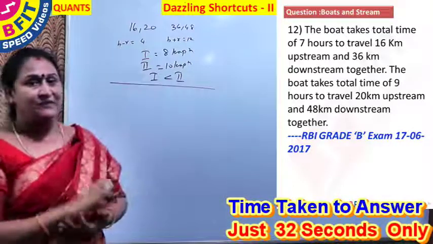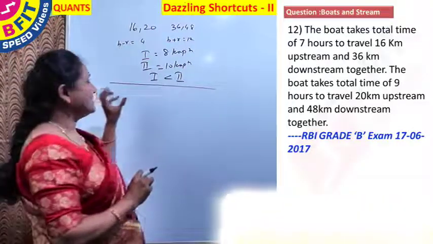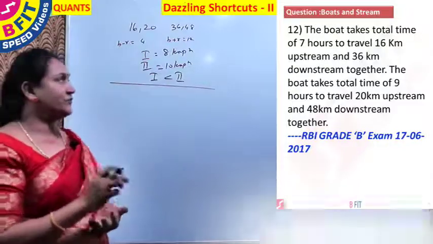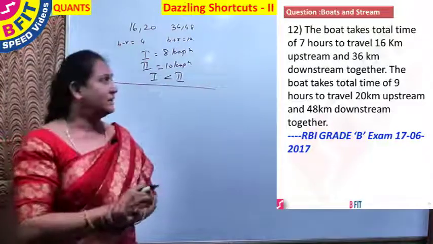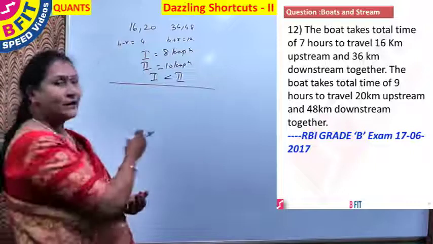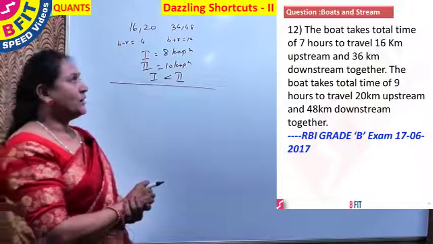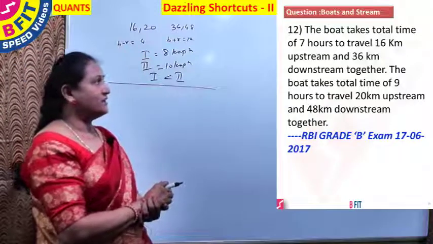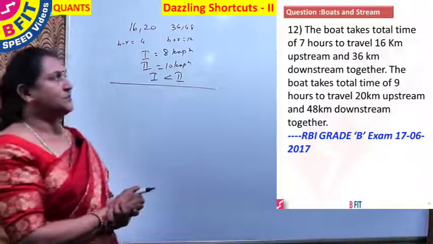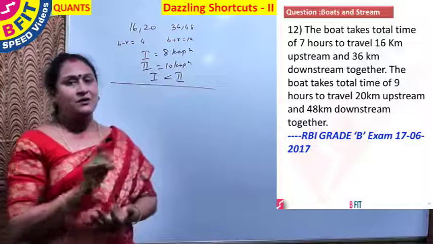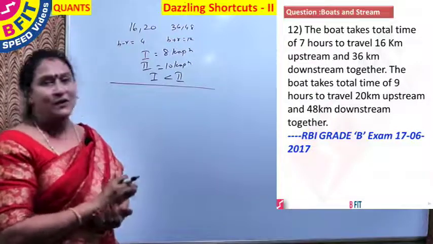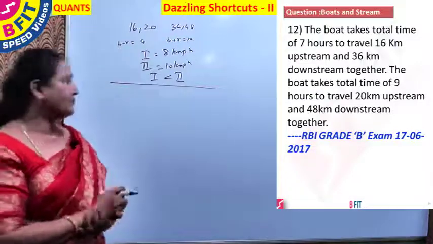So friends, you'll be wondering how I got this answer within a few steps. For that, first I'll explain the question, and then I'll say how I got the answer without any working. The boat takes total time of 7 hours to travel 16 km upstream and 36 km downstream together. And first of all, what is upstream and downstream?